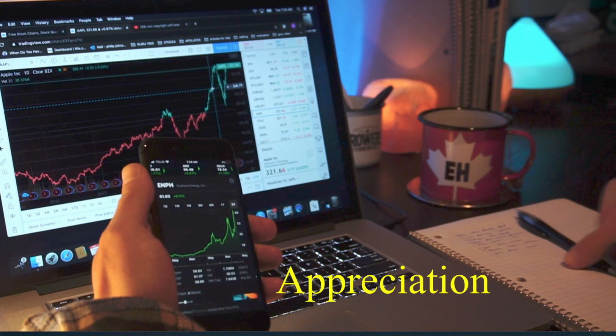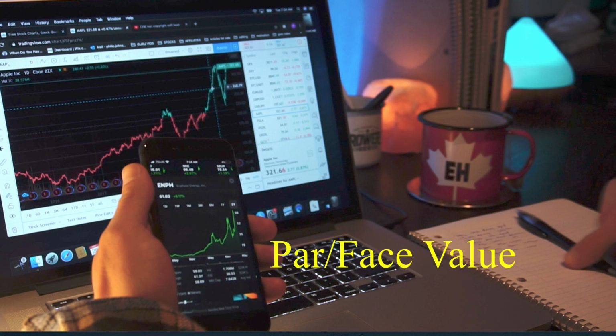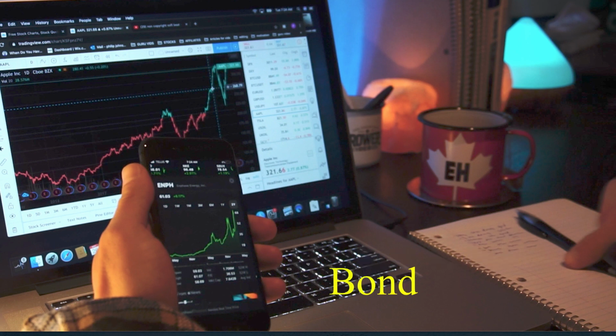Appreciation, when something gains in value. Cost basis, this is the average amount you paid for a stock. Example, if you bought shares at $1 and $3, your cost basis is $2. Par value or face value is what you paid for the stock or something at that time. Bond, a safe investment that government or corporations issue. You are essentially lending them money and you make interest off that loan.